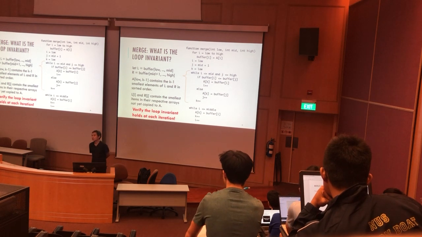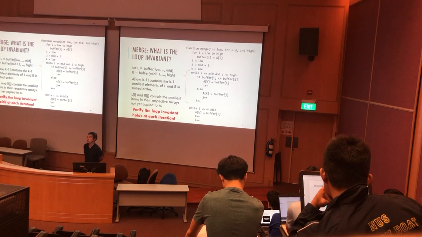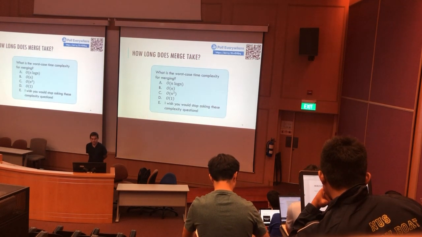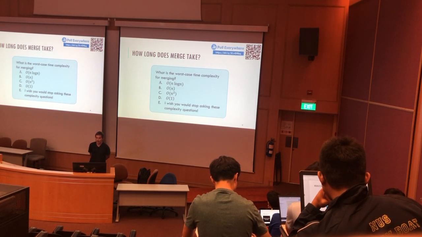I'm not going to do this here, it'll take too much time, but you can go home and just verify the loop invariant holds at each iteration. Okay? It's, again, not hard, just a little bit tedious to go through. Okay. So what's the worst case time complexity for merging? Is it A: n log n, B: O(n), C: O(n squared), D: O(1), E: I don't know?